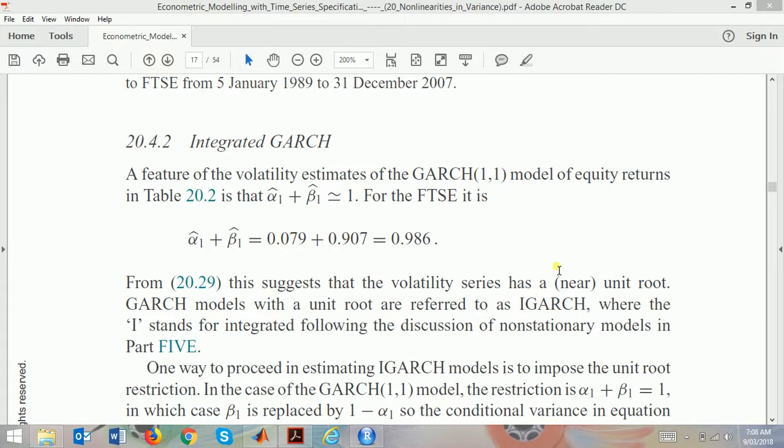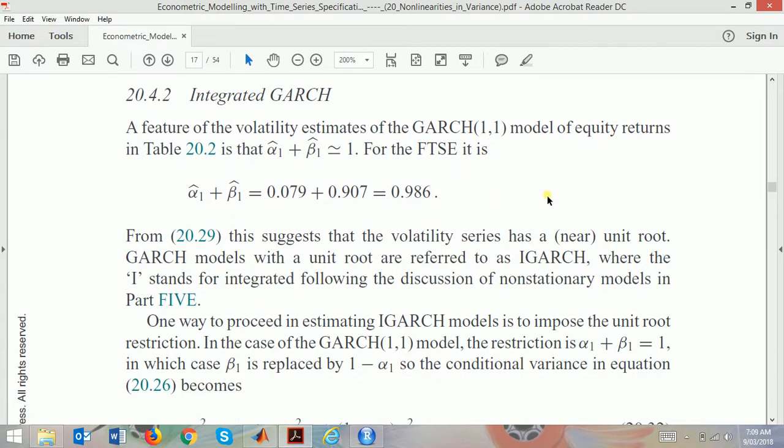Now we're going to talk about integrated GARCH. A feature of the volatility of the GARCH 1-1 model of equity returns is that the second element, alpha 1 plus beta 1, was equal to 1 for all the indexes. It is suggested that the volatility series, because they are equivalent to 1, have a near unit root, and GARCH models with a near unit root are referred to as I-GARCH models, where the I stands for integrated, following the discussion of non-stationary models.